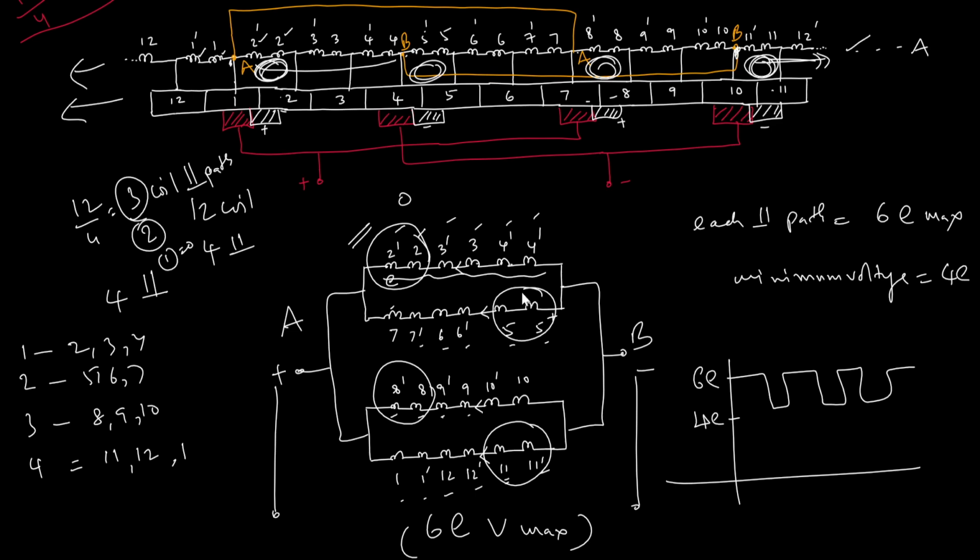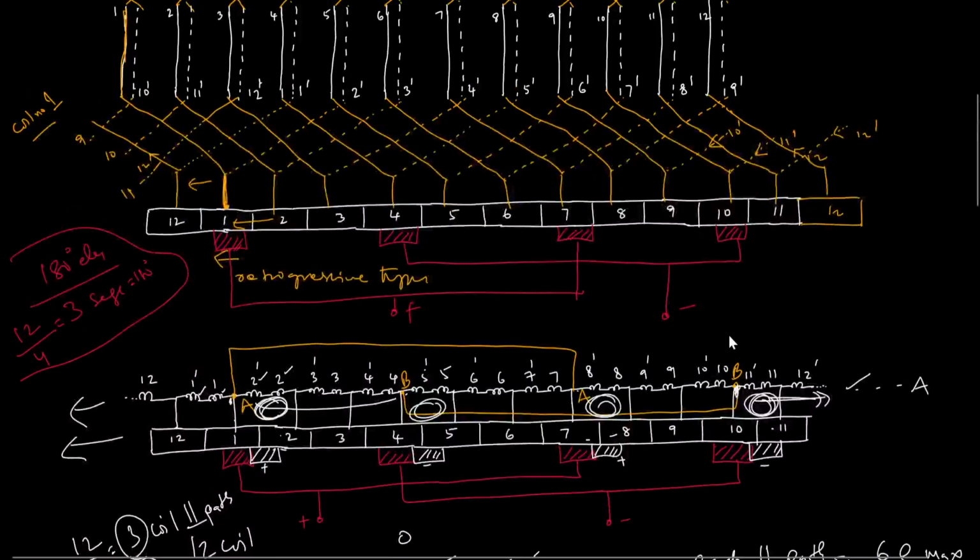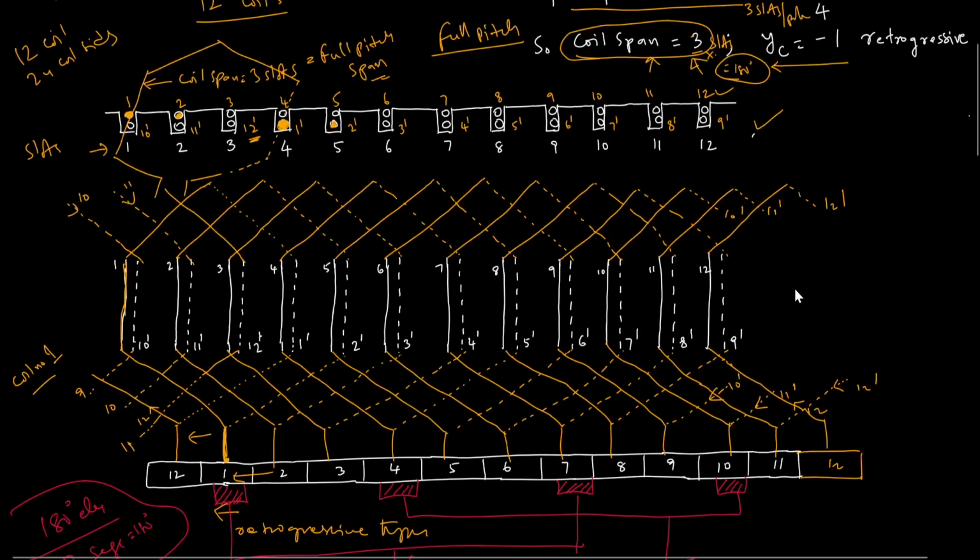So the progressive winding and retrogressive winding, physically, might have the windings connected in the backward direction, but electrically they behave in the same manner. The voltage is 6E to 4E, the number of parallel paths is the same, and the number of coils per path is the same. Everything is the same, only physically they are connected in the backward direction. So this is about the retrogressive lap winding.